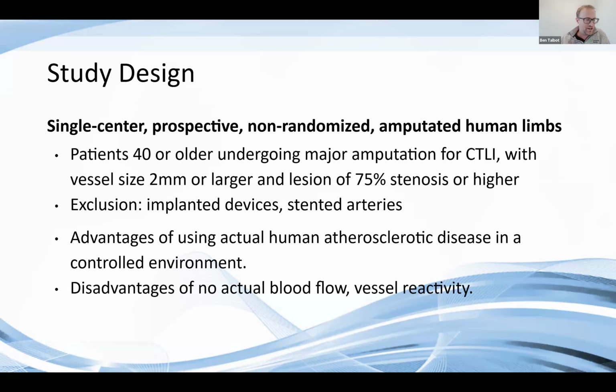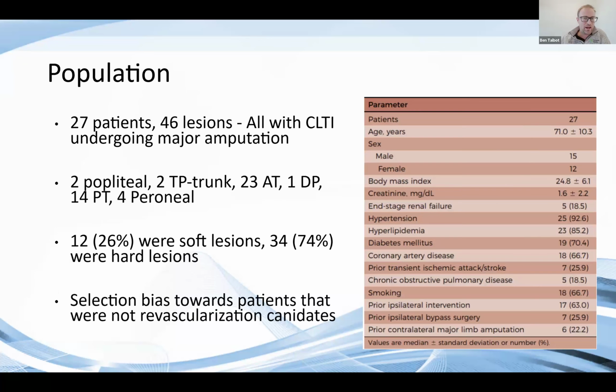With the disadvantages that while it's still a human limb, this is not a clinical model. There's no actual blood flow, no thrombosis we're dealing with, no vessel reactivity. So really at its core, this is a mechanistic study of crossing difficulty and not at all a study of clinical outcomes. I'm just listing some of the population variables there for us to recall.